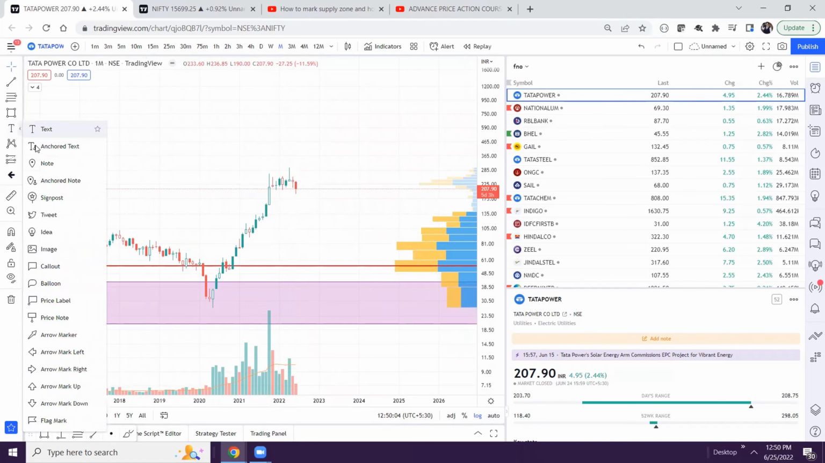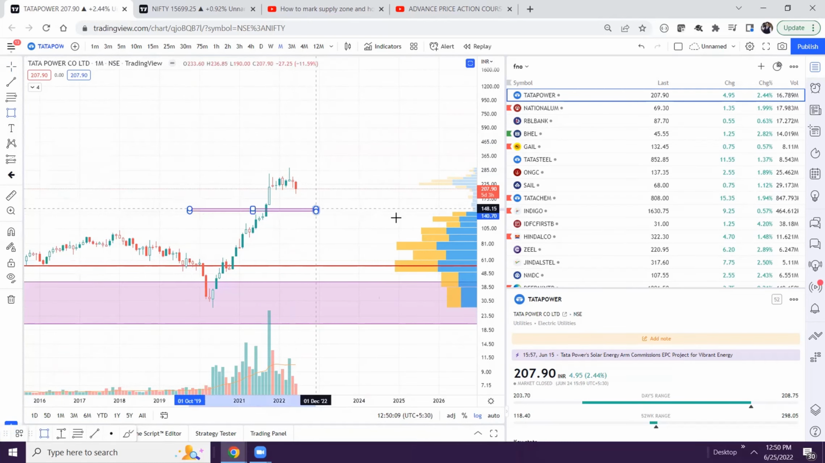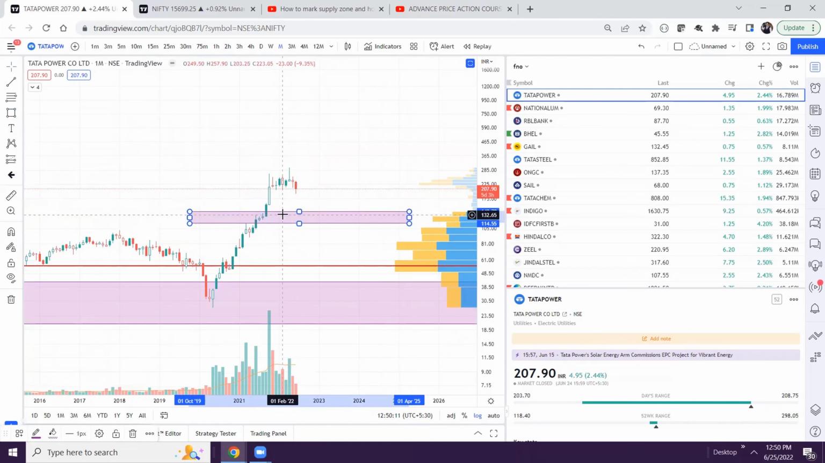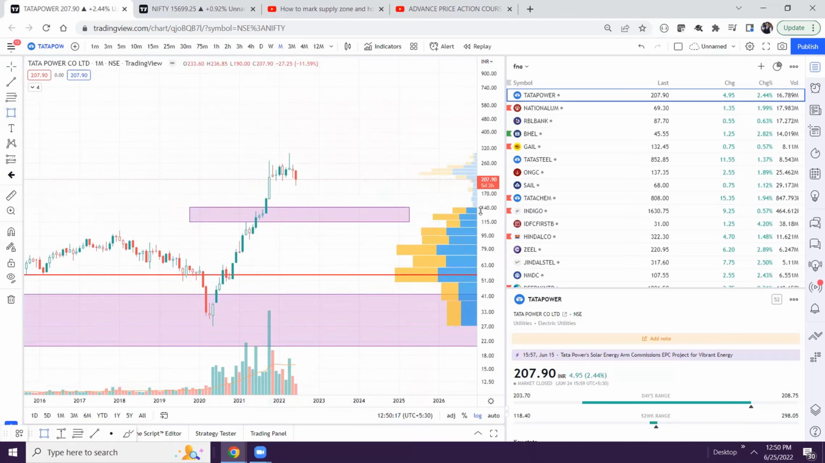You have to first wait for price to reach a demand zone. If you know how to mark this demand zone, then that is good. And this is a demand zone on the monthly level. If it reaches this demand zone, that will be one. And how it reaches is also important.